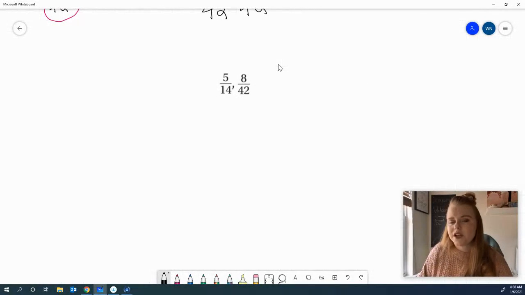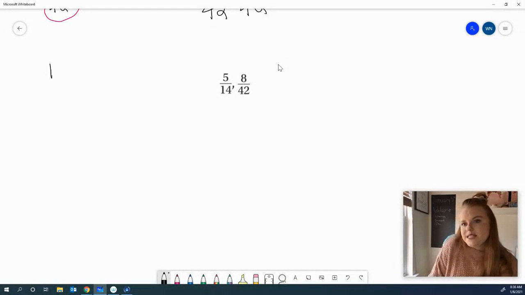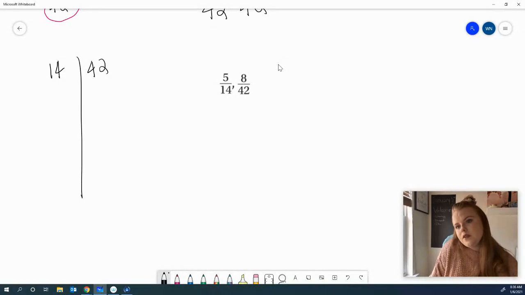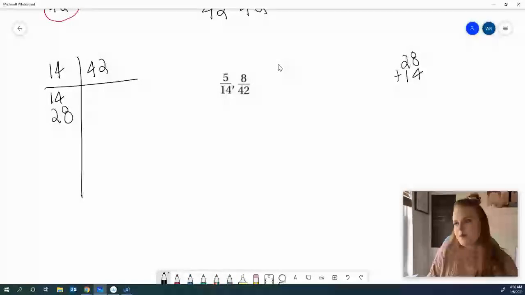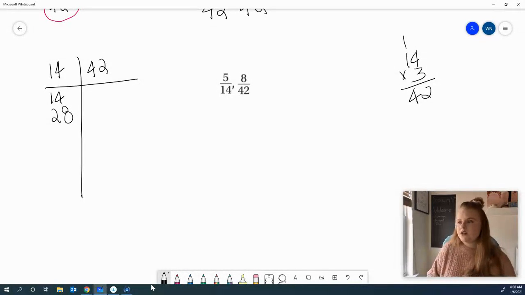Let's go ahead to our last one we're going to do before we jump into some practice. Wow, 14 and 42. Let's make that least common multiple T-chart. All right, so 14 and 14 times 2 is 28. Ooh, we got to keep going. So let's say 28 plus 14. Actually, let's do 14 times 3. I think multiplication is a lot easier than addition. 14 times 3 is 42. Hey, look at that. That was super easy.